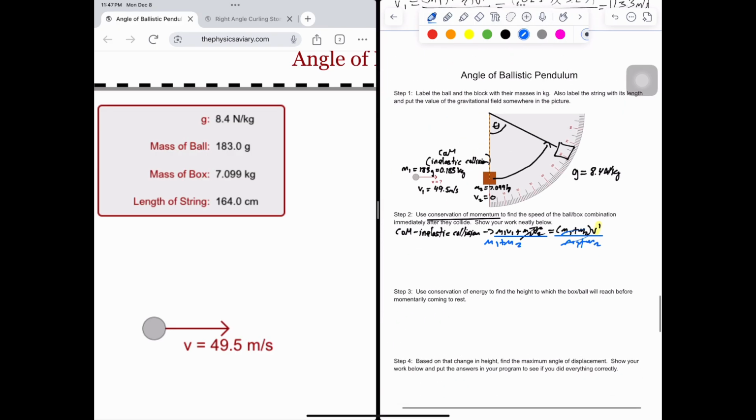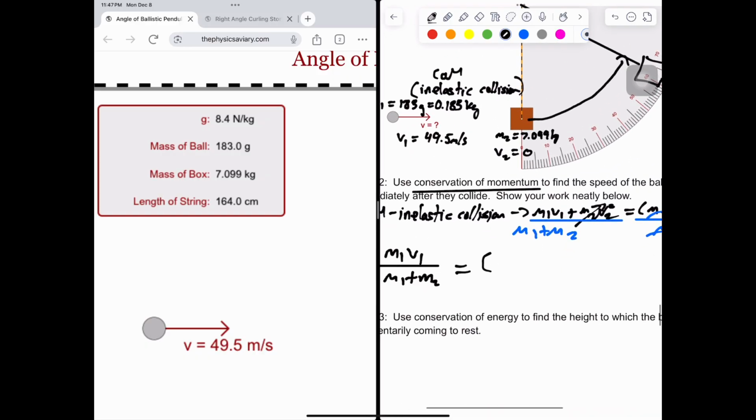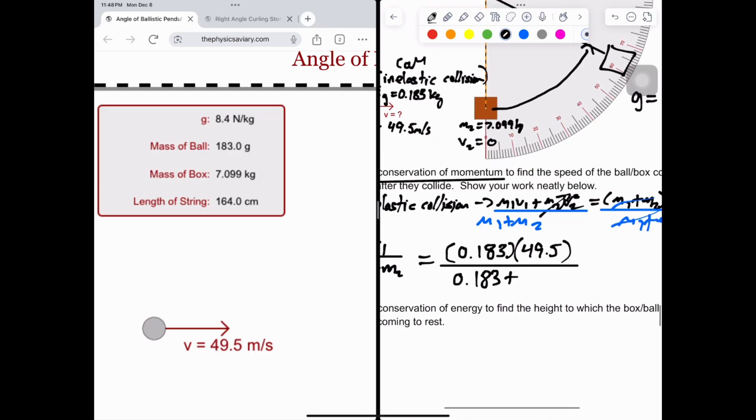Okay, the masses cancel here, and that's going to be our v prime. So it's going to be m1 v1 over the sum of your masses, m1 plus m2. m1 is 0.183 times V1, 49.5, all over 0.183 plus 7.099. So go ahead and fill out your values.